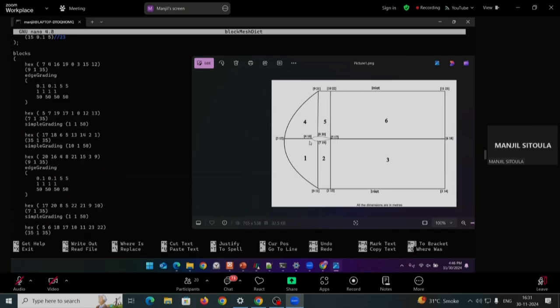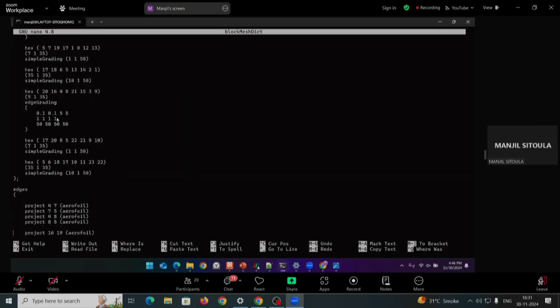So that is the first block, and we have assigned the simple grading as well as edge grading to these edges. So we have given the edge grading to the edges, and we have given the simple grading to these directions. So you can go through these files, how these blocks are generated, and you can look at it later. So this is some complex block mesh.